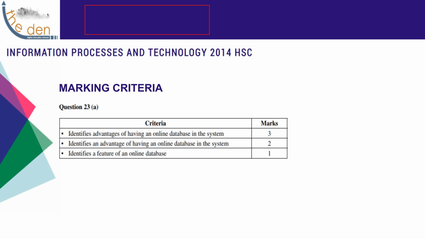It's quite a simple question, meaning it's not going to be too hard to get the 3 out of 3. So to get 3 out of 3, you must identify advantages, meaning multiple different advantages of having an online database in the system. As you can see, when we first approached the question, we talked about having different advantages. We've incorporated that in the response, meaning we will be getting 3 out of 3 for the question.